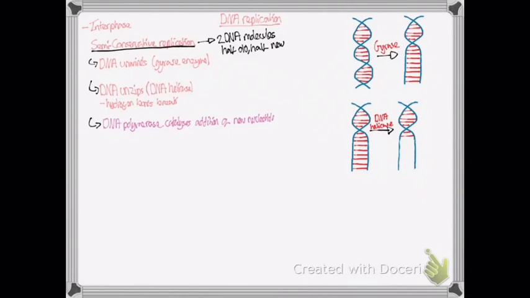DNA polymerase catalyzes the addition of new nucleotide bases from 5' to 3'. The leading strand is synthesized continuously, whereas the lagging strand is discontinuous fragments joined together, catalyzed by ligase enzymes. So the discontinuous fragments we call Okazaki fragments.